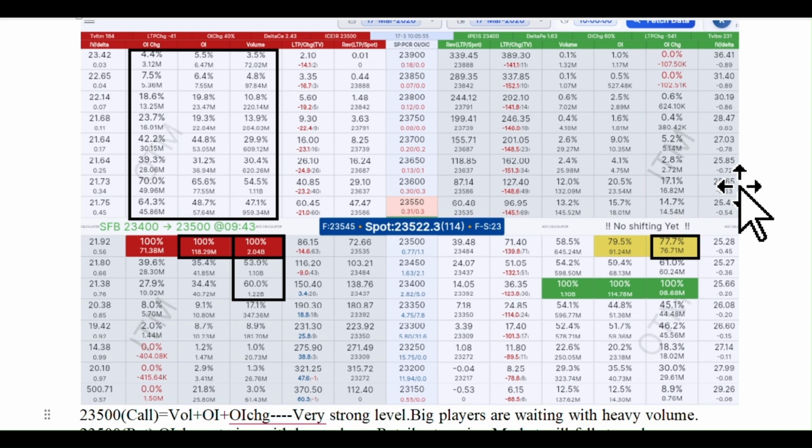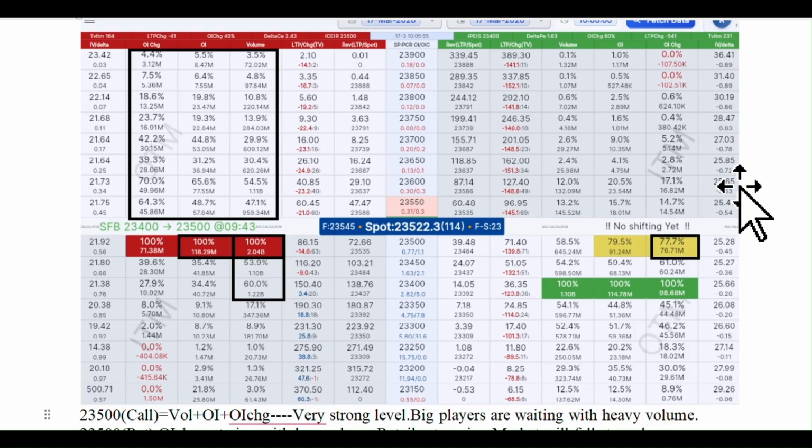Next, we notice that big players are active around the 23,500 strike, and we also see confirmation from the nearby divergent strikes of 23,550 and 23,600. When institutions build heavy positions across multiple nearby strikes, the probability of a reversal becomes stronger.